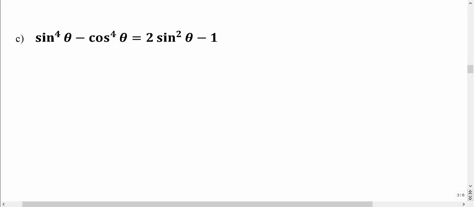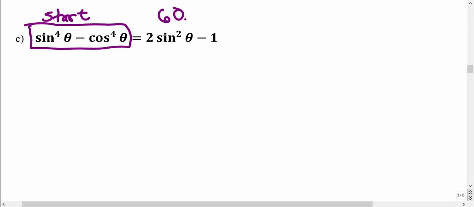So we want to verify that sine to the 4th power minus cosine raised to the 4th power is equal to 2 times sine squared theta minus 1. So we want to pick a side to start with. I'm going to start with the left-hand side here, where I have the trig functions raised to the power of 4, and I'm going to choose the right-hand side to be the goal.